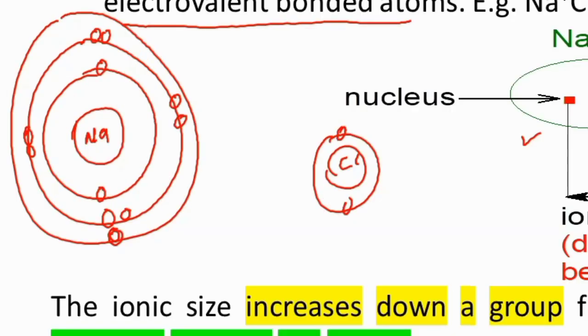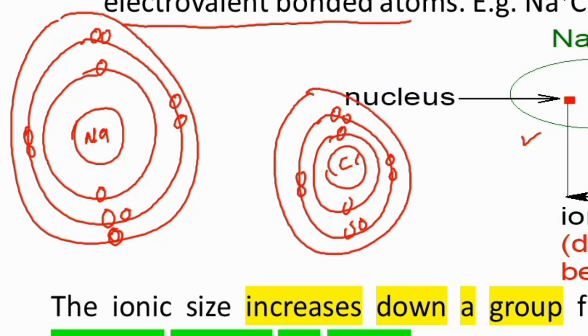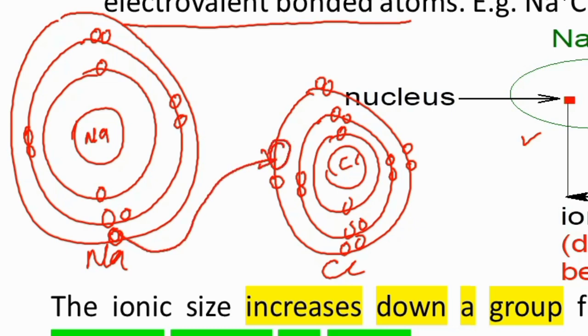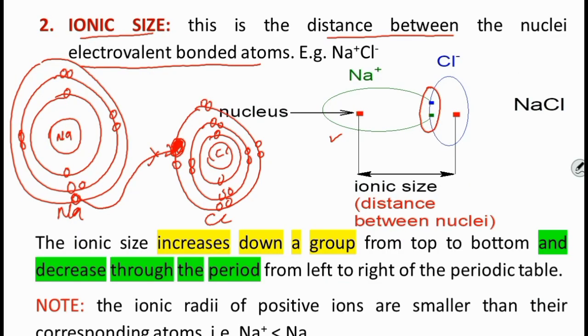But compared to that of chlorine, chlorine actually has 1, 2, then 8 here, and then 7: 1, 2, 3, 4, 5, 6, 7. Now, when a reaction takes place, there's electron transfer from the sodium atom to the chlorine to complete its octet structure.